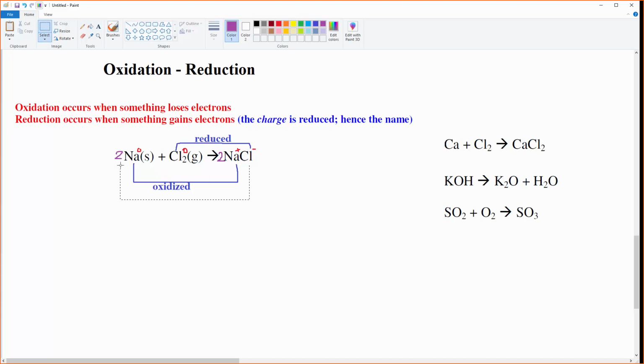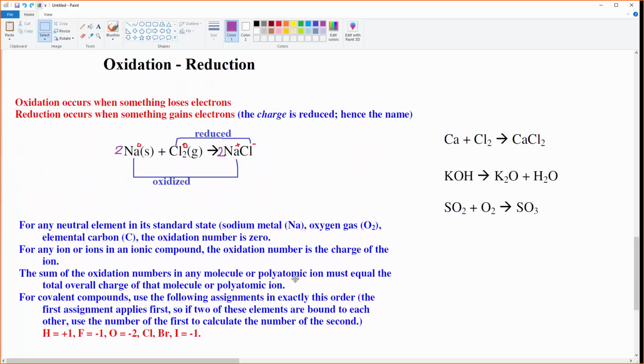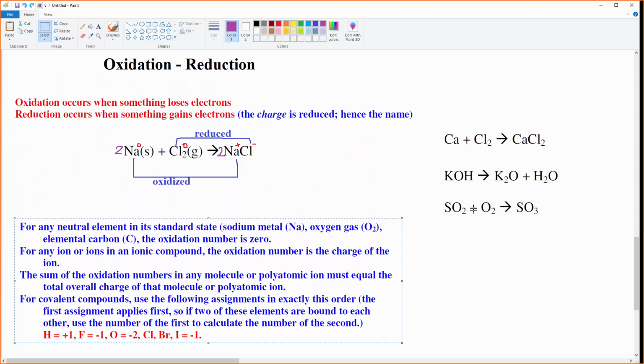So the point of this section then is to say that the sodium was oxidized, and the chlorine was reduced, and hopefully you can see that based on the charge, right? Now, we're not going to rely on the charge. We're going to rely on something called the oxidation number. But the oxidation number for ions in ionic compounds is exactly the same as the charge, and you can see it here in the charge. So I thought we'd start there. It's exactly the same. So here are the rules for assigning oxidation numbers.